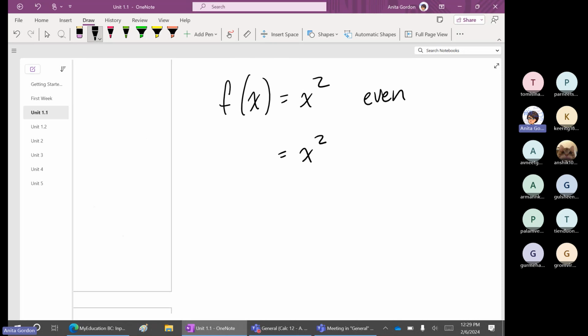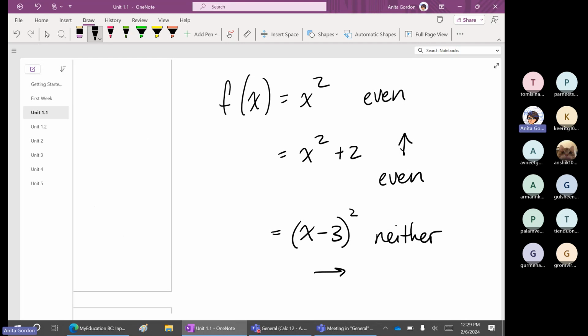If I say x squared plus 2, this means I've shifted it up. This is still even. But if I say x minus 3 squared, now I have shifted it to the right. It's no longer centered. So this is neither. It's not going to be symmetric at all based on the graph. So it depends on the shift. If it's up or down from the basic graph, then you can look at it and say whether it's symmetric or not. However, it depends on the function and depends on the graph. That's why we have the test to see what's going to come out at the end.